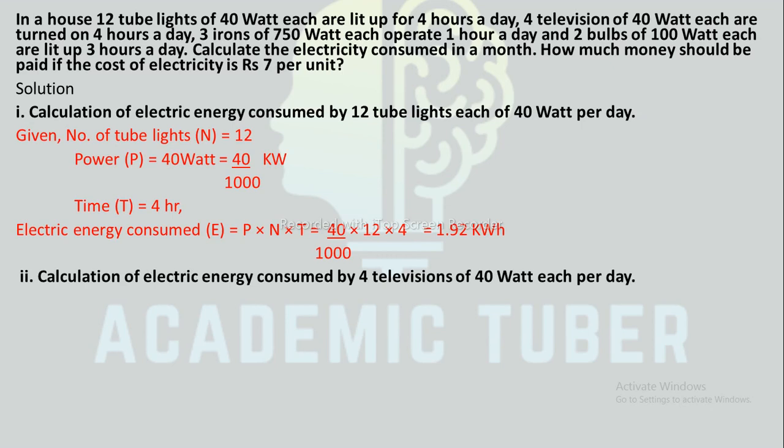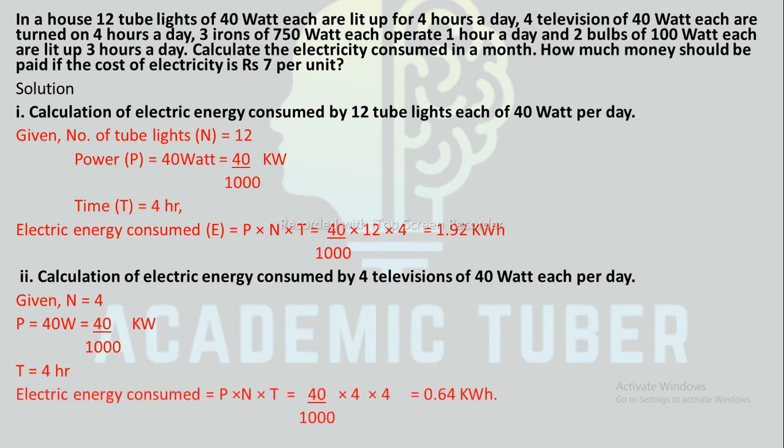Next one, calculation of electrical energy consumed by 4 televisions of 40 watt each per day. Number of televisions is given as 4, that means N equals 4. Power is given as 40 watt, so we convert watt into kilowatt by dividing 40 by 1000, and time is given as 4 hours. Using the formula of electric power consumption, N into P into T, we get 0.64 kilowatt hour.